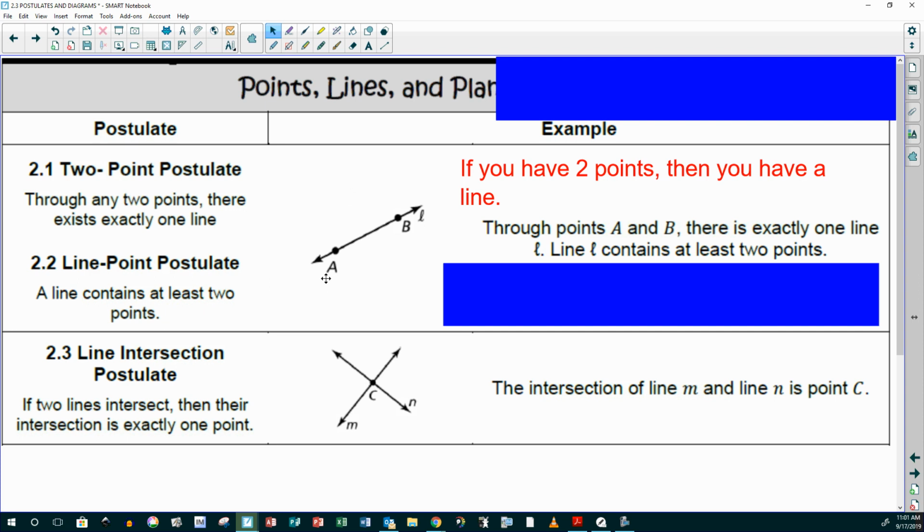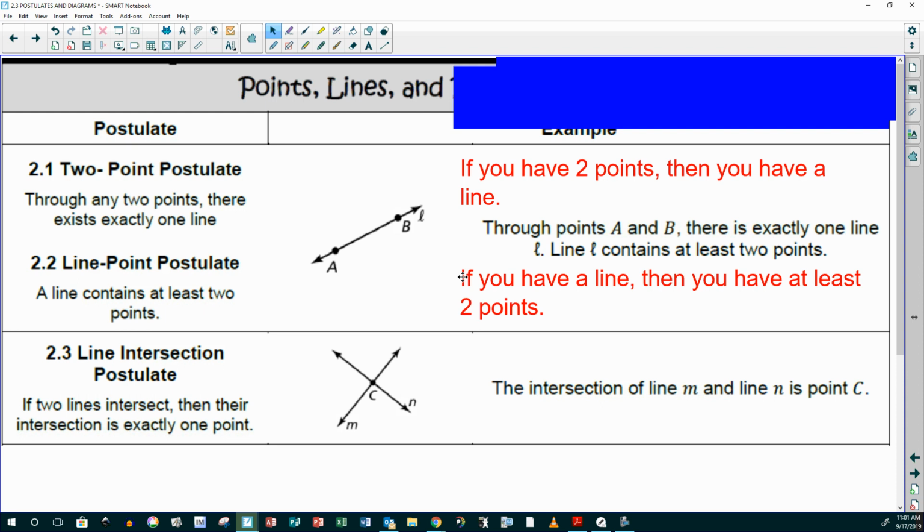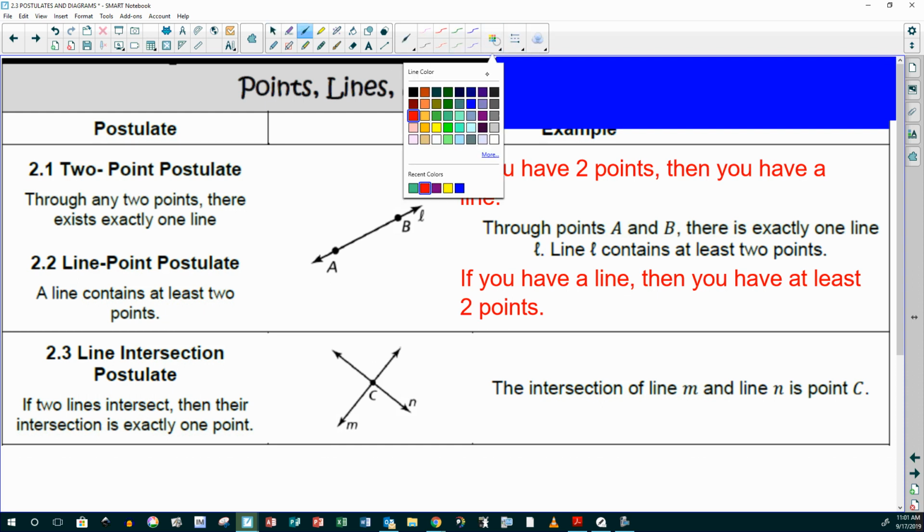Well, the converse of that is also true, because if you have a line, then you have at least 2 points. So any 2 points make a line, and a line has 2 points. And then, of course, you have the intersection of 2 lines. The intersection of 2 lines will always be exactly 1 point. It will not be more than 1 point, unless they're curved. But if you have 2 straight lines, they will intersect at exactly 1 point.